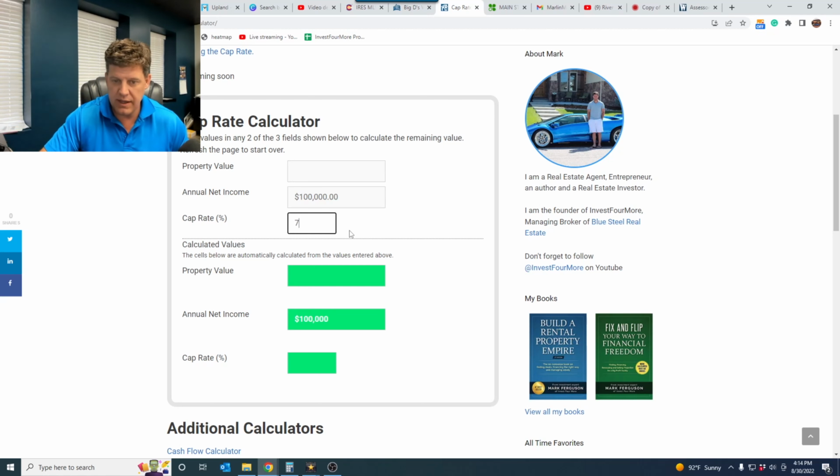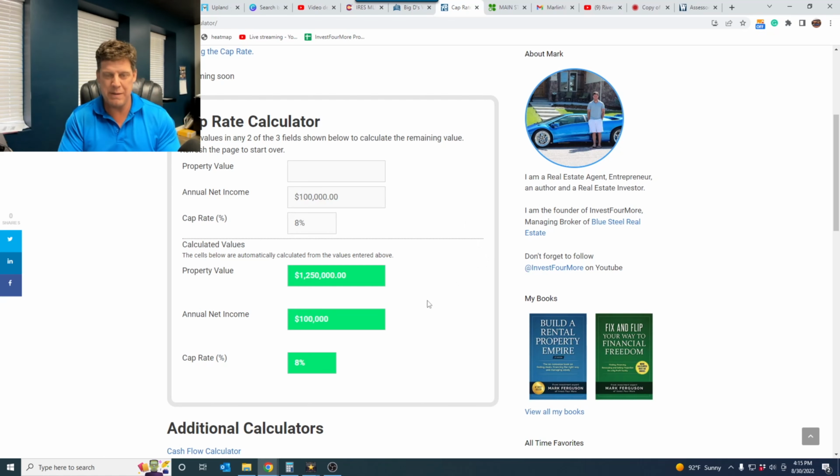So if the property has a 7% cap rate and it brings in $100,000 a year gross, and we're using gross cap rates, that means it's worth $1.4 million. See how that populates when you do that? You just need two of these values and it populates the other one. Now, what if it's 7.5%? Enter 7.5. Now it's worth 1.3 million. Okay, what if it's 8%? Oops, not 78%. That would be crazy. Now it's worth 1.25 million.